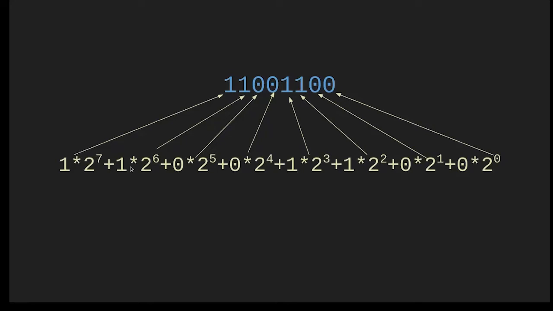This makes 192, if I'm not mistaken in my math, plus 8, that's 200, plus 4, that's 204. So this number here in binary is equivalent to 204 in decimal.